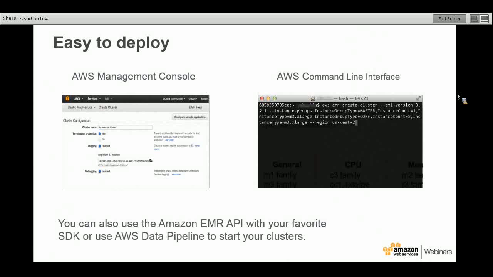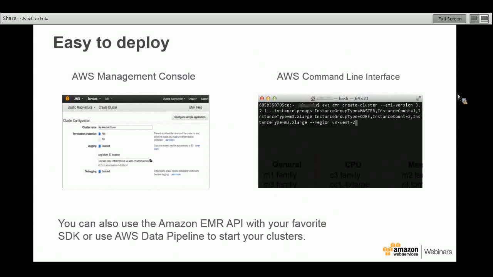In EMR, you can deploy a Hadoop cluster with up to several thousand nodes, literally in a couple of clicks. And actually, I'll show you later a quick run through of our console, so all these points that I'm bringing up will come together when you can see it in the console. But in the AWS Management Console, you click on EMR, you click on Create Cluster, you can configure a few things or not, hit Create Cluster, and you're there.